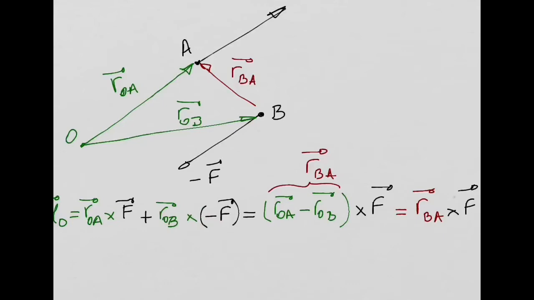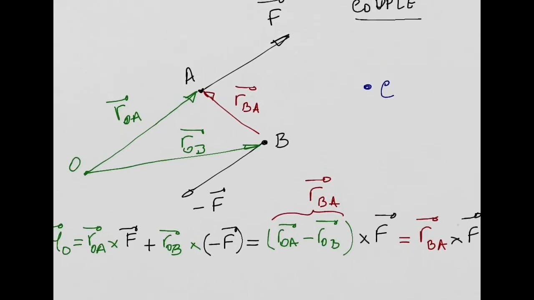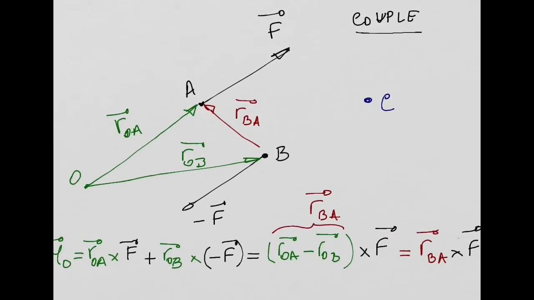Okay, look at this now. Look what I'm going to do now. Imagine I want now to calculate the moment about this point, point C, a different point. I want to calculate now the moment produced by this couple about point C. So what do I have to do? Well, I have to connect point C with point A with this position vector. I will call it RCA. And I have to connect point C with point B, and I will call this position vector RCB.